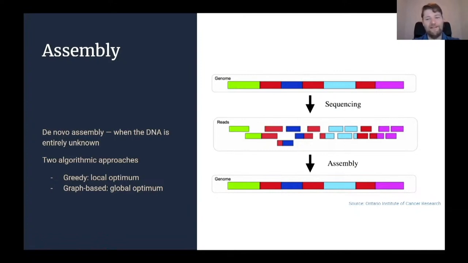but there are 2 main classes of approaches to this problem. One is the greedy approach, where you basically try to get to a local optimum as quickly as possible by matching together 2 and 2 sequences and only doing the best ones at every local step.